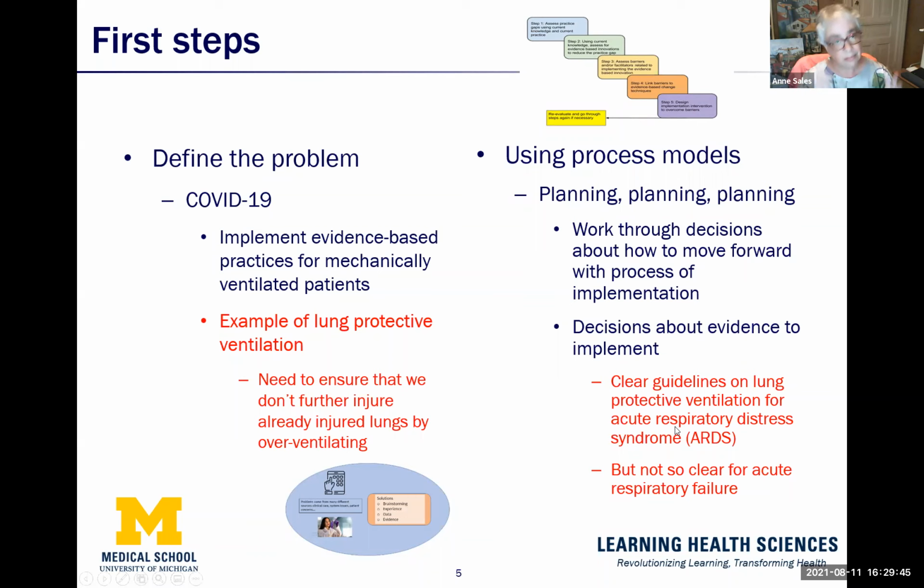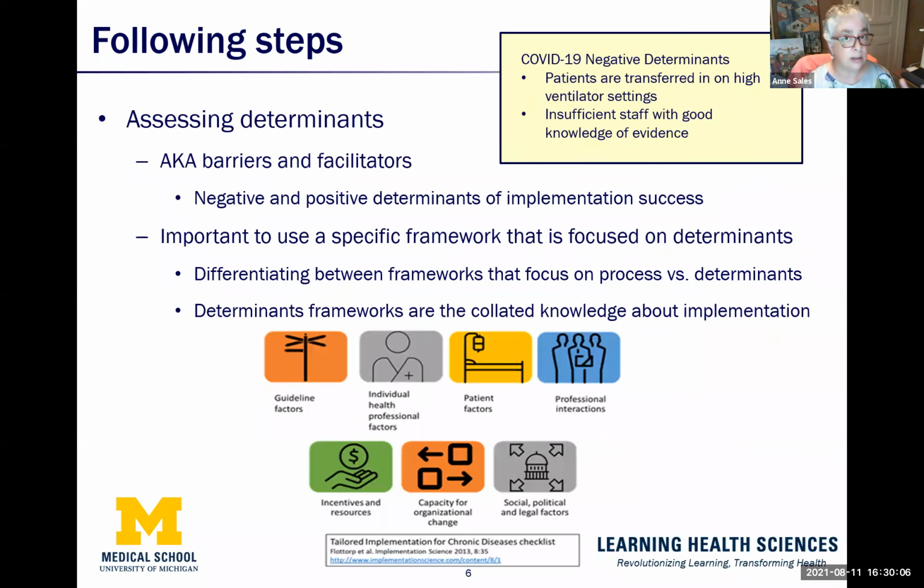There's one piece of this that's a little bit complicated in that it is clear for one group of patients, those who progress all the way to acute respiratory distress syndrome, which is a very advanced, severe form of respiratory failure. But it's not so clear for all patients who experience acute respiratory failure and therefore may be ventilated. So one thing to think about as a determinant is, do we know whether this patient has acute respiratory distress syndrome, or are they perhaps not quite that severe?